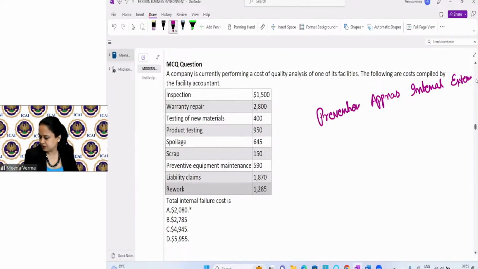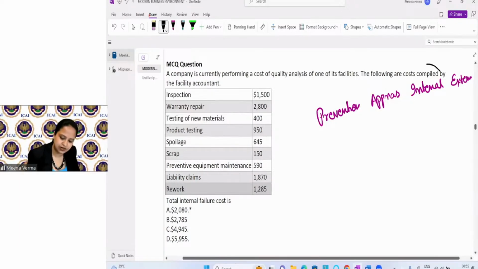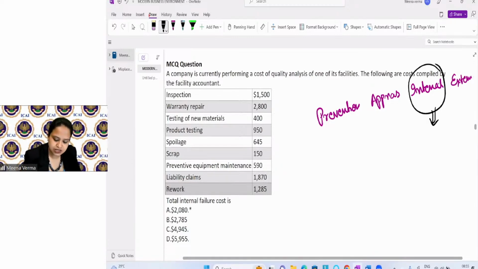Okay, so Janvi is saying the answer is 2080. Okay. Let's do this question. So what do we have to find? We have to find here the internal failure cost. Right? Internal failure cost means, if you will see, it is related to rework, right?